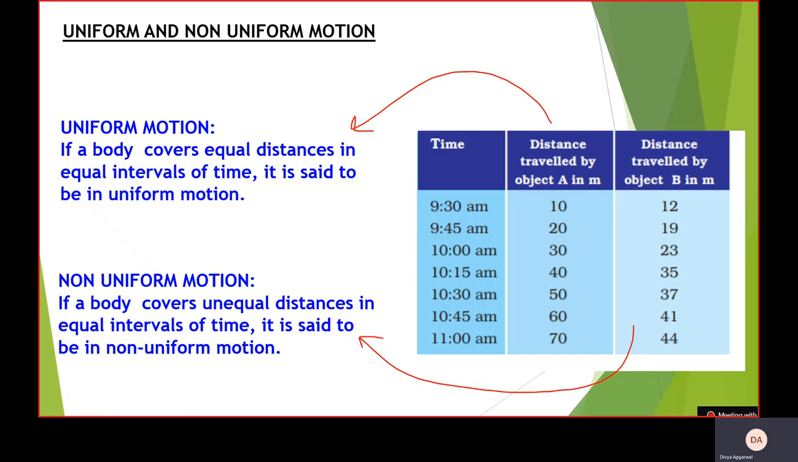I hope this much is clear to you. The most major thing that you need to remember in this is that it's occurring on a straight path, first. And second, there is equal distance here and unequal distance here.